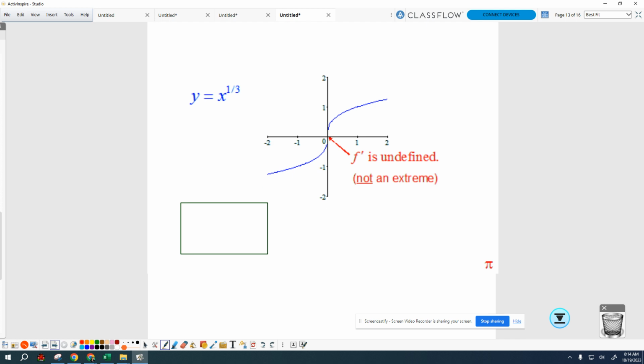Okay. So this one, critical point. Eitan, how do we do the derivative of this one? Power rule. Doing power rule, what do we get? 1/3 x to the negative 2/3. So the first derivative is not 0 anywhere, but Jamie, where is it undefined? It's 0. So x equals 0 is a critical point.